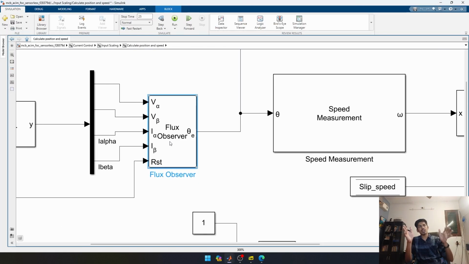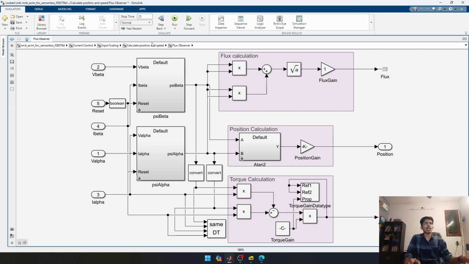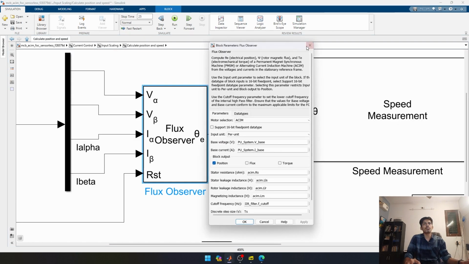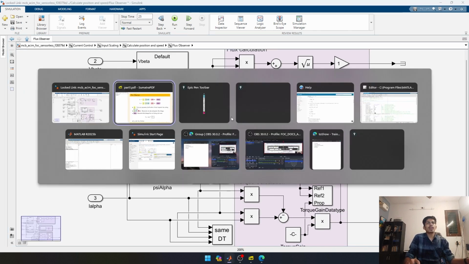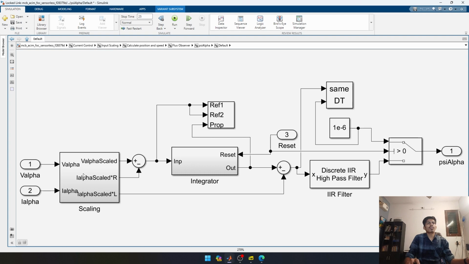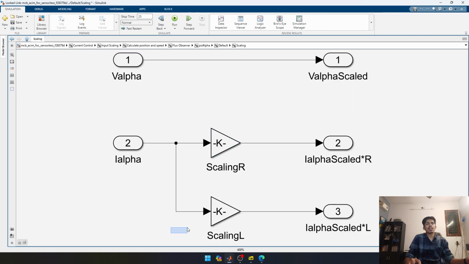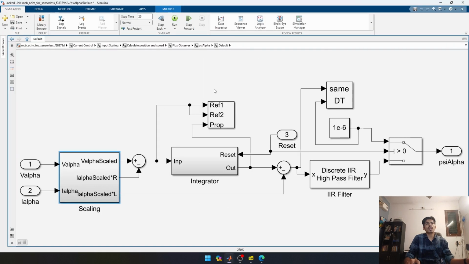You don't need to know this. Since this is an inbuilt block, you can treat it as a black box. But to get a better understanding, you can see all these formulas and how it is calculating. If you go into this by pressing Ctrl U, you cannot double tap on this like a subsystem, you have to press Ctrl and U. Essentially, they are abstracting all this from you by using a mask, just for our convenience. Psi alpha, psi beta, as we saw here. If you go into, for example, psi alpha: I alpha into R, I alpha into L. All these equations are implemented in the graphical environment.